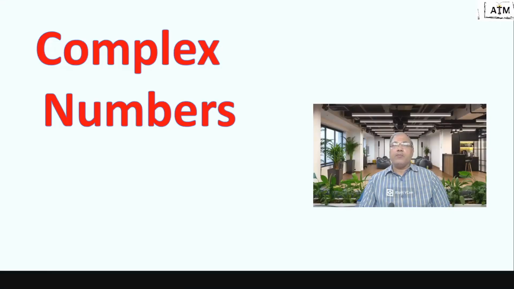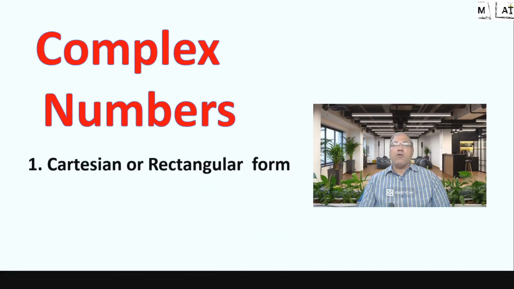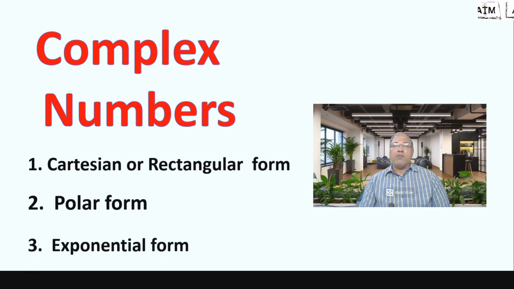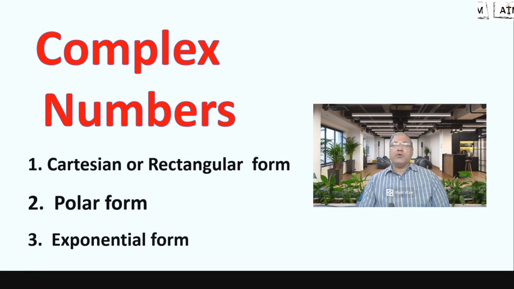In this episode of complex numbers, we are going to talk about the different ways of representing a complex number, such as Cartesian form, polar form, and exponential form.